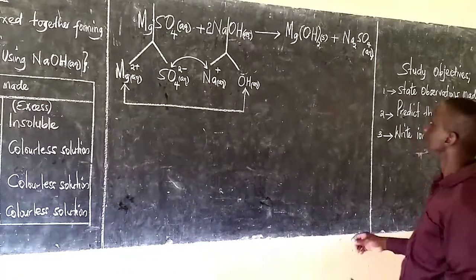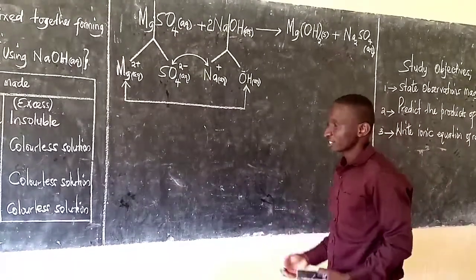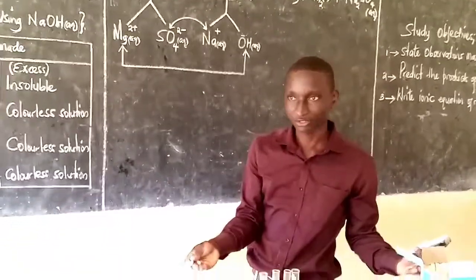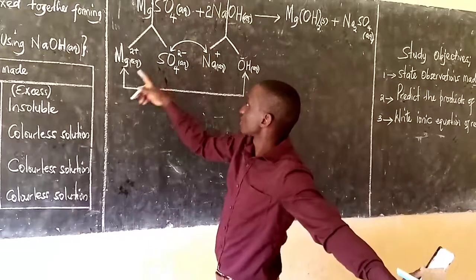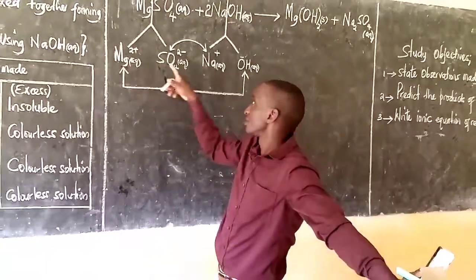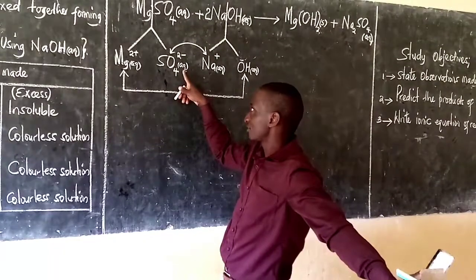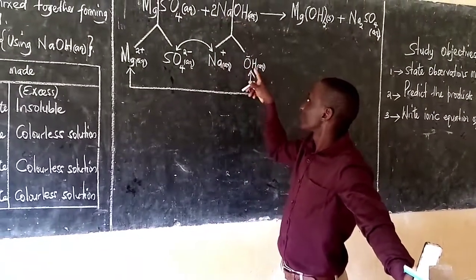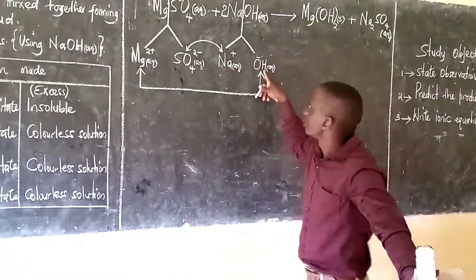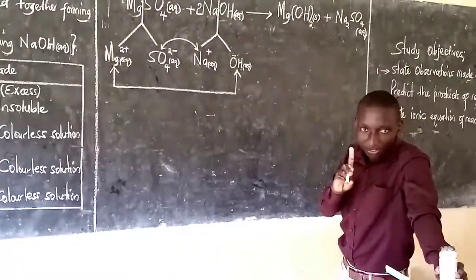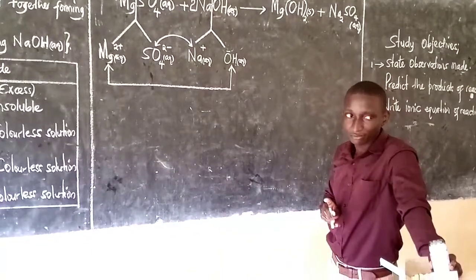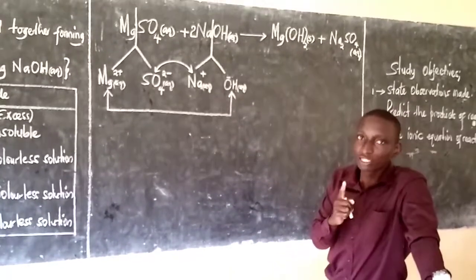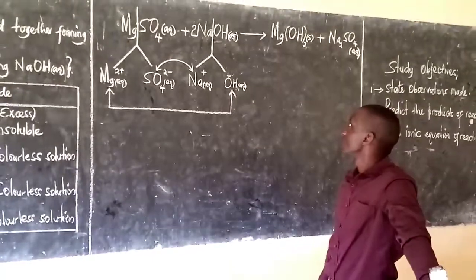Next step is, what are the rules of writing this ionic equation? Something that is aqueous separates into ions. For example, this is aqueous, so it has separated into magnesium 2 plus ions. It has also separated to give us the sulfate ions. We have this one, it has separated to give us the sodium ions. It has also separated to give us the hydroxide ions. A solid does not separate into ions from what we are going to do today. A gas does not do the same, and a liquid substance does not also separate to give us ions.